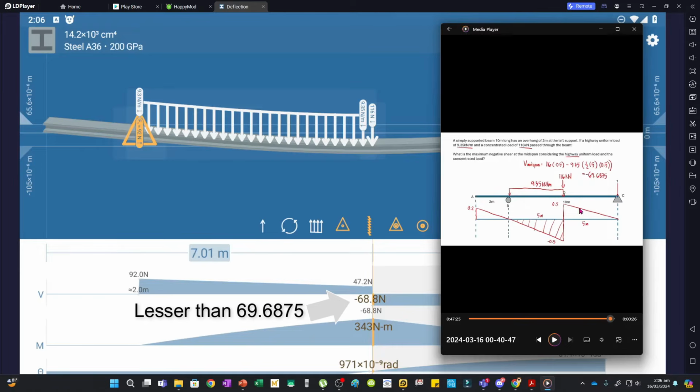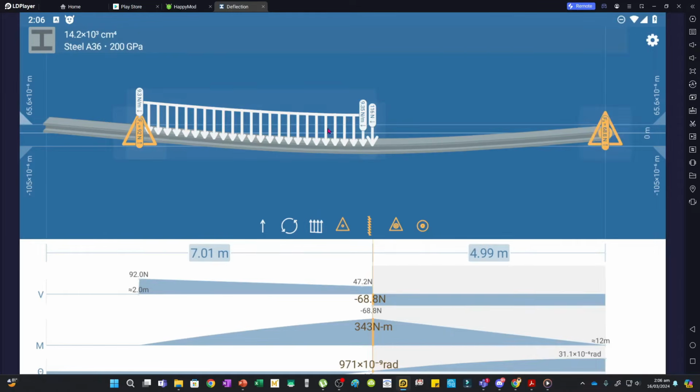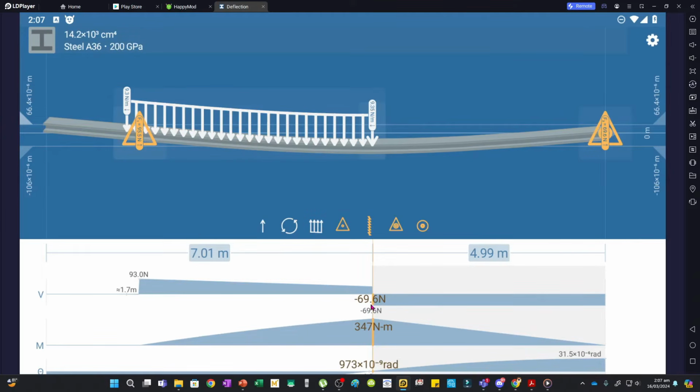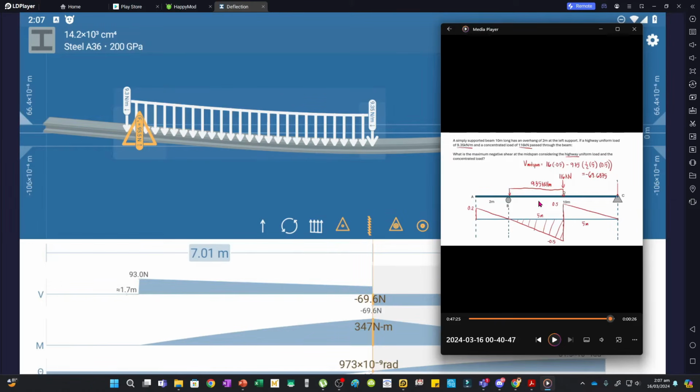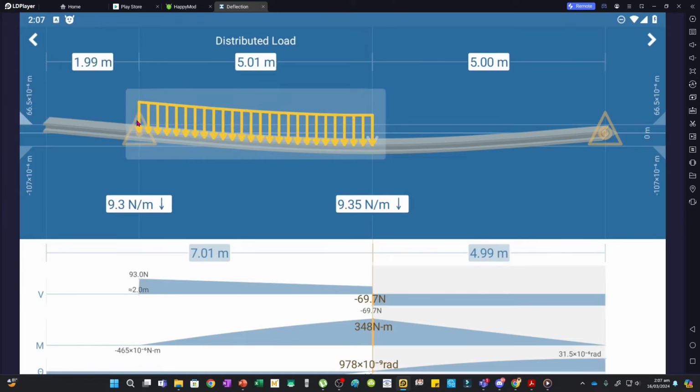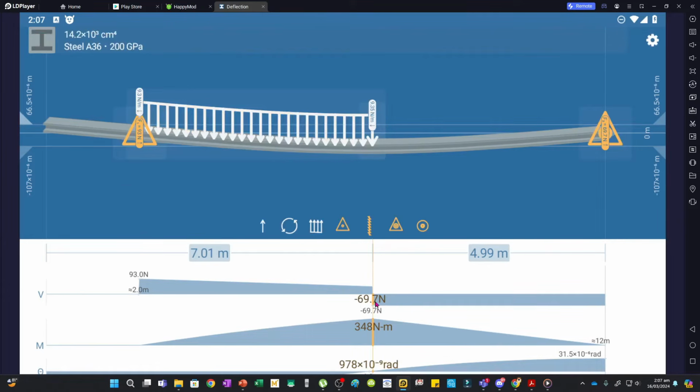And so notice that we can actually get the maximum negative shear at the midspan only when the distributed load is loaded at this whole span. If, let's say, we move this back to 5, and then we move this slightly to the left, then the shear at the midspan will change. It will become minus 69.6, which is lesser than this value. And so that's why for the maximum negative shear at the midspan, we need to follow the influence line. So moving this back, we have 69.7 as the maximum shear.